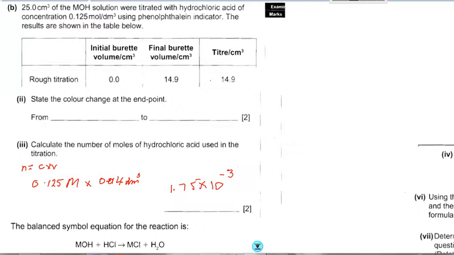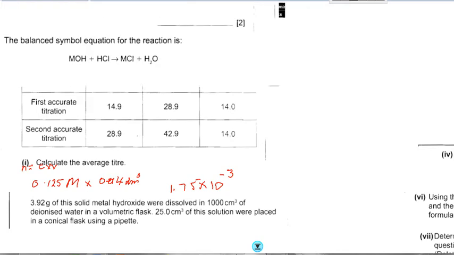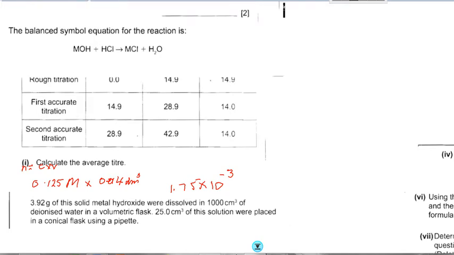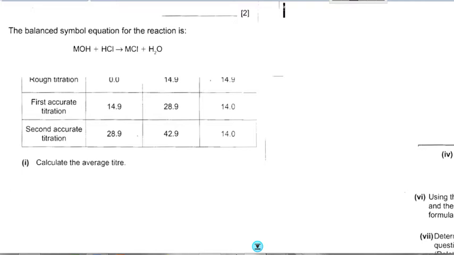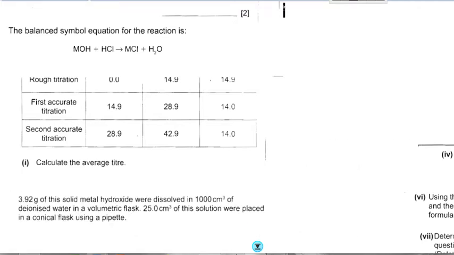Okay, the next thing is that we get the balanced symbol equation, and we're going to need that for some of the parts of the question which follow. I should have actually brought your attention to this piece of information here, which told us that originally we took 3.92 of the solid metal hydroxide and dissolved it in 1,000 cubic centimeters of water.